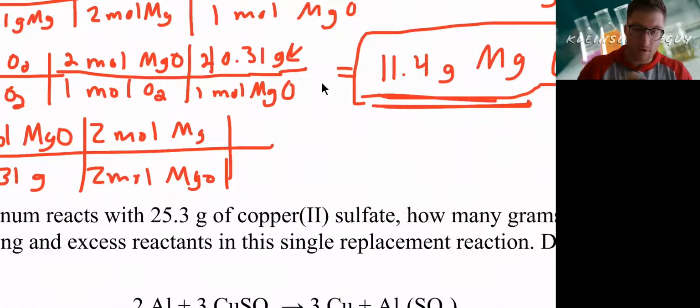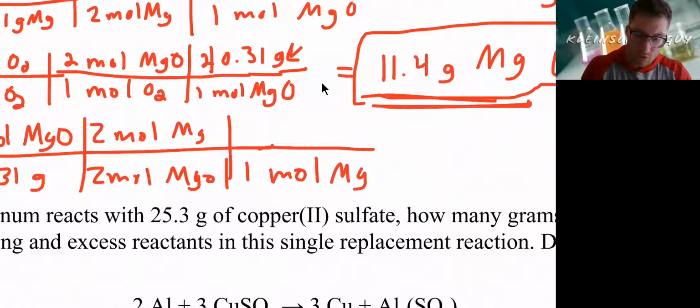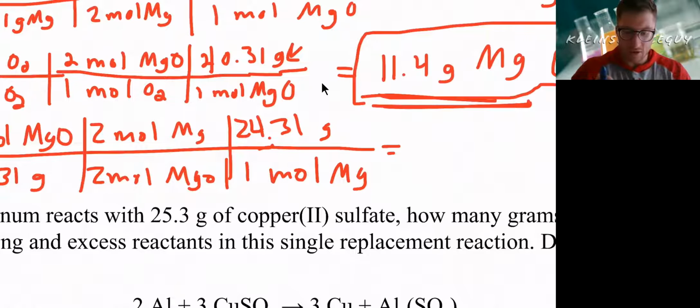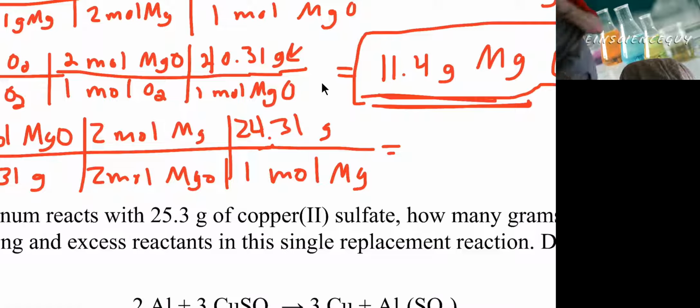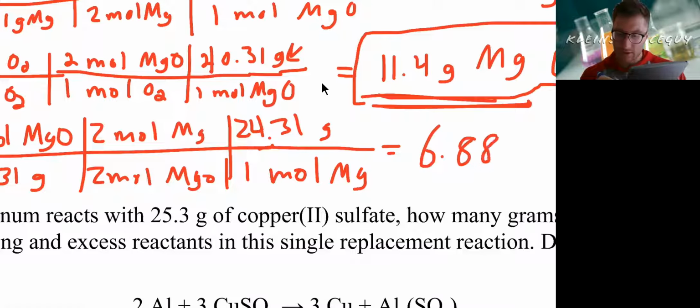All right, so now let's convert these moles of magnesium to grams of magnesium. We're going to continue on one more step. We have 1 mole of magnesium on the bottom. 1 mole of magnesium has a mass of 24.31 grams. All right. So we're going to calculate that out. When you calculate that out, you are able to find out that when we produce 11.4 grams of magnesium oxide, you only need 6.88 grams of magnesium.